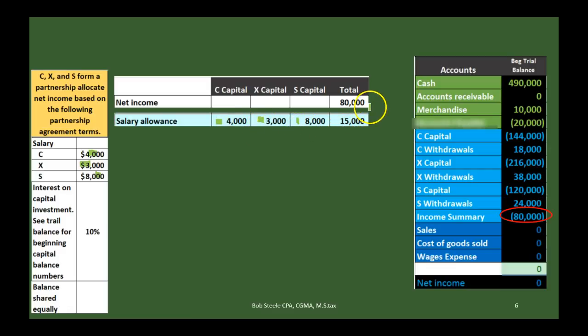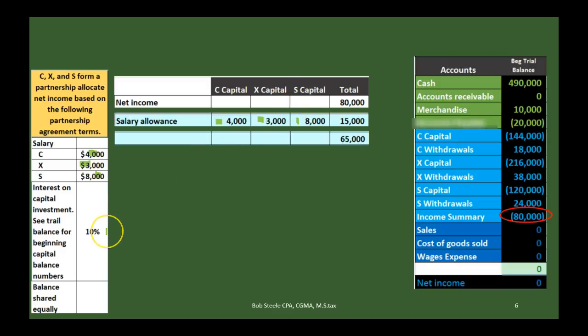If we add the 4, the 3, the 8, 15 is what it adds up to. We have 80,000 of net income, therefore 80,000 minus the 15 means that we still have 65,000 left over that we will need to allocate to the three partners being C, X, and S. The next one we're going to do is we're going to allocate based on 10% of the capital account.